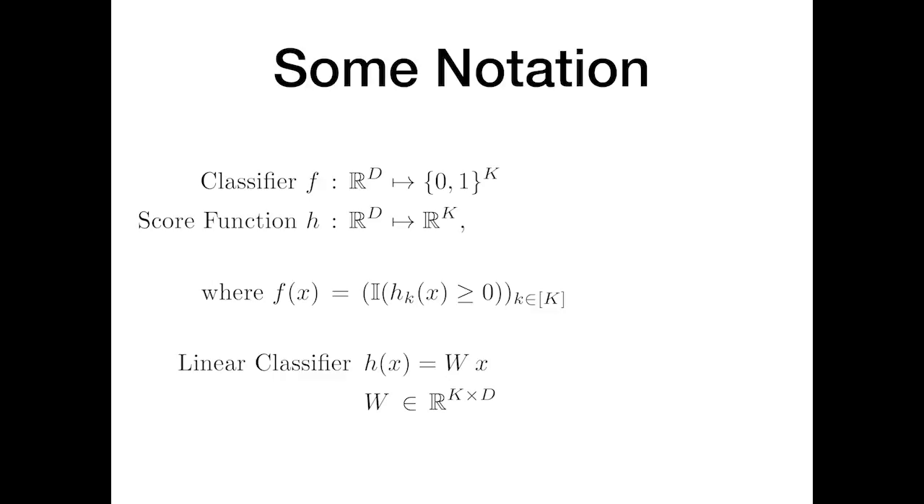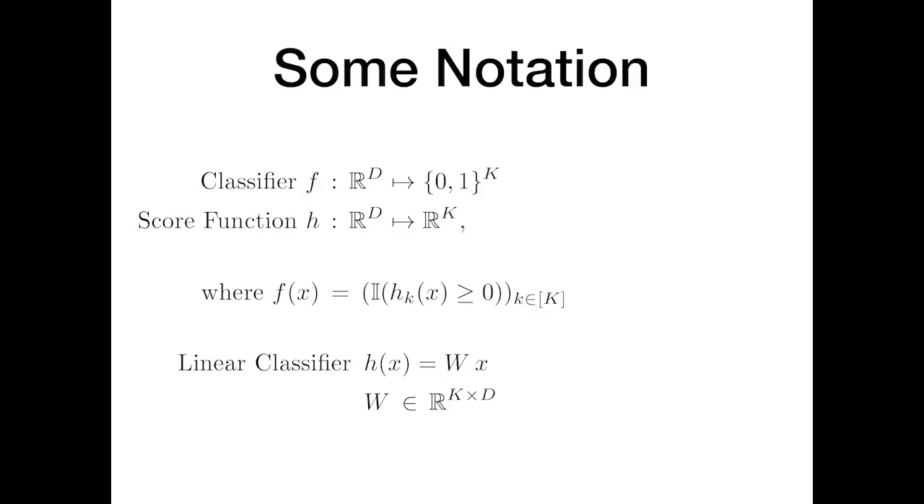So in multi-class classification, this bit vector will only have a single 1, just for the class that you're predicting, and everything else will be 0. But in the general multi-label classification, this could be a general bit vector. So that's my classifier, R^d to {0,1}^K.